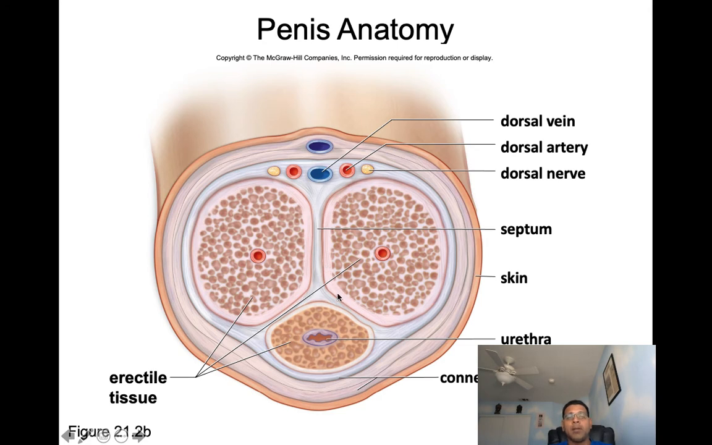So here what they've done is they've done a cross section right through the penis. And here you can appreciate there's the urethra. And then here we've got arteries. And here we've got more arteries, and then a vein, and then some nerves there as well.